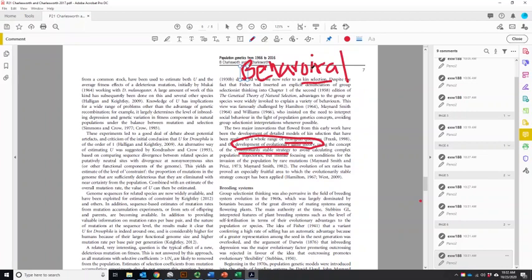Okay, I misspelled behavioral. That looks weird to me, right? That should be an I. Oh, that's going to bother me. There, I fixed it. But behavioral biology.